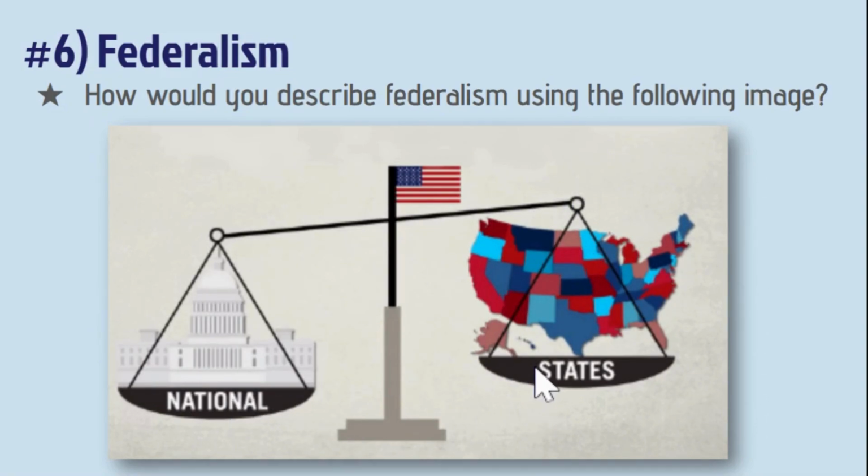The national government, if we know how a scale works, right, the lower part of the scale is heavier, right? The national government is much heavier than the states, right? And though they are essentially equally balanced, right, they have their own part of the scale, the national government has much more weight than the states do, right? And this is called the act of supremacy.